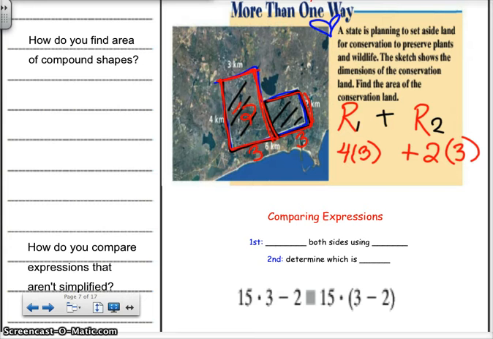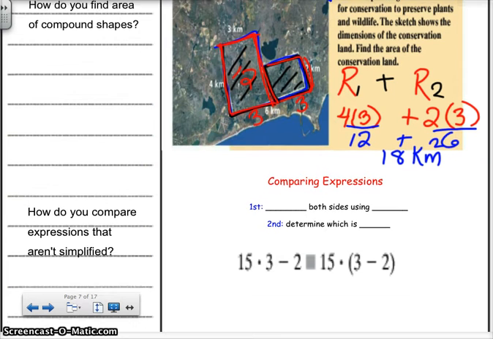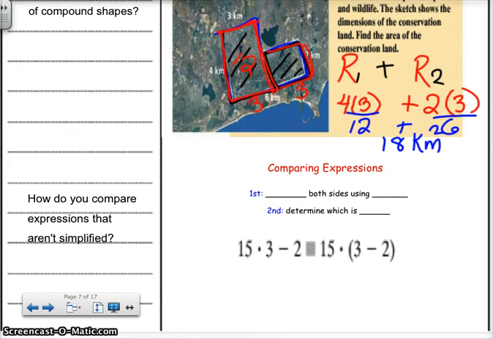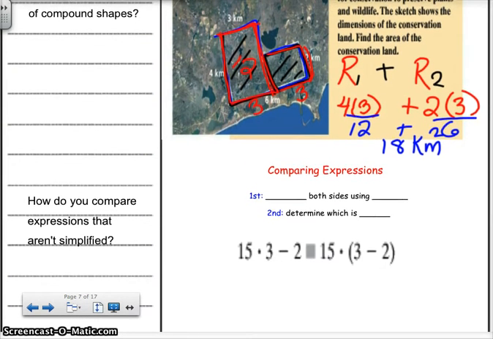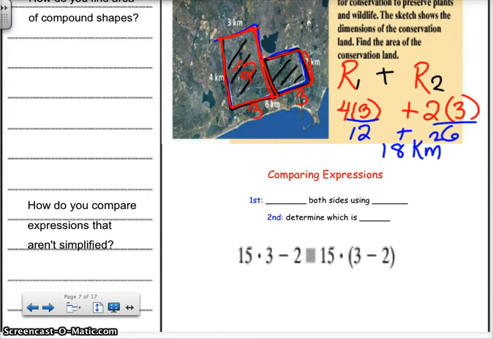Now this is where order of operations comes in. They say to multiply first, so I'm going 12 plus 6, 18 kilometers squared. Okay? You're going to have 3 compound shape problems in your homework. Strategy: break it into areas, usually rectangles. So break them up into little rectangles, find the area of the little ones, and add them all up.